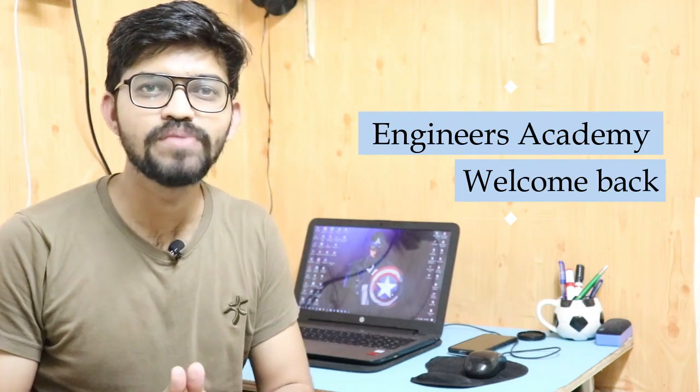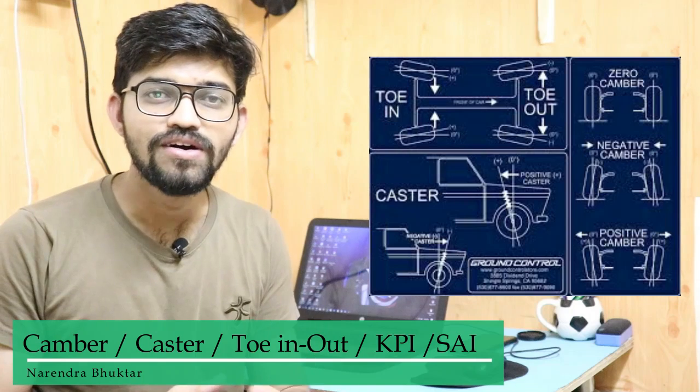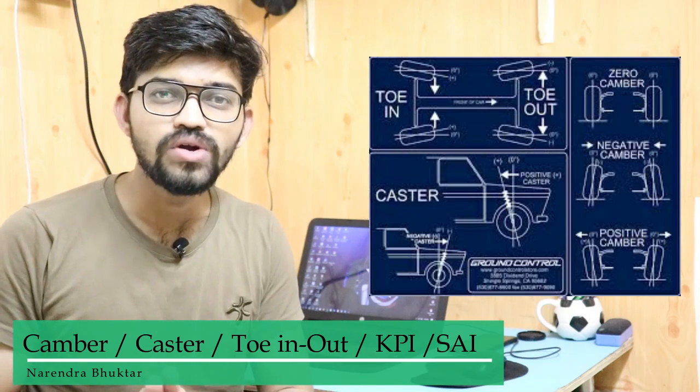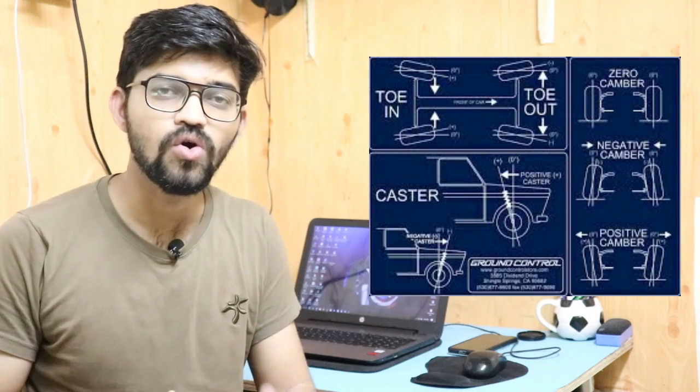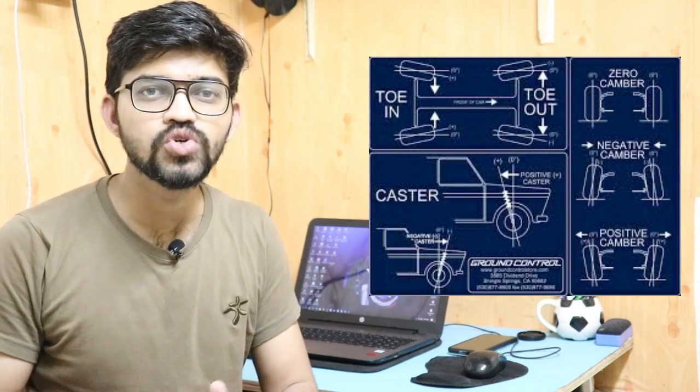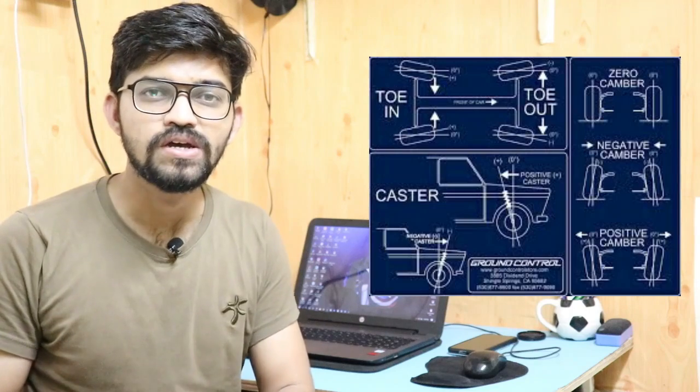So guys, in this video we are going to learn about the different types of suspension geometries. That is nothing but the camber, caster, toe in, toe out, and kingpin inclination and steering axis inclination. So guys, in this video we are going to learn these 4 parameters.